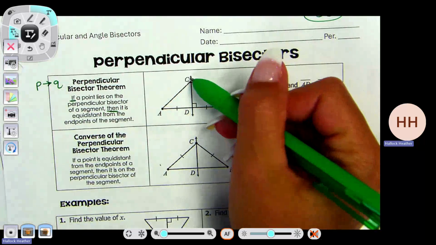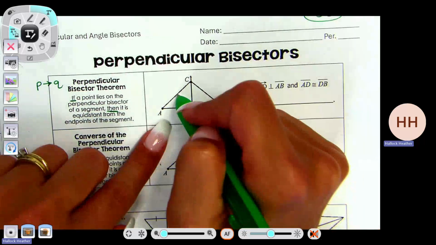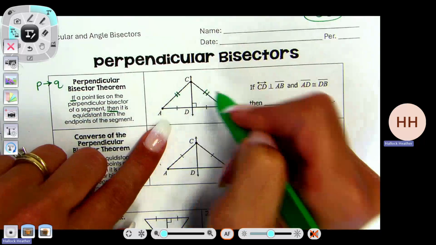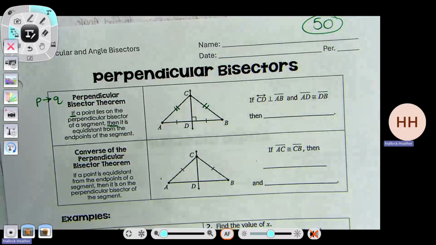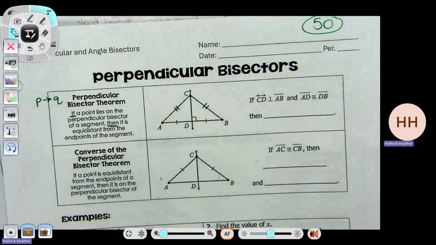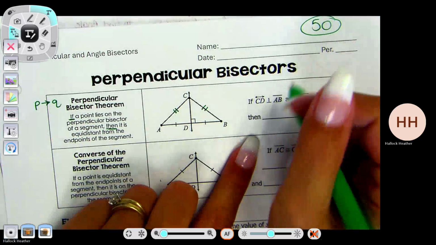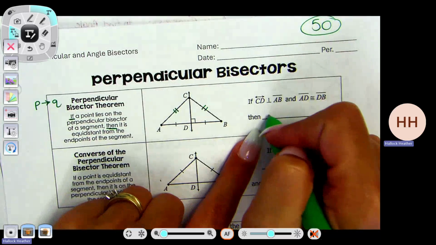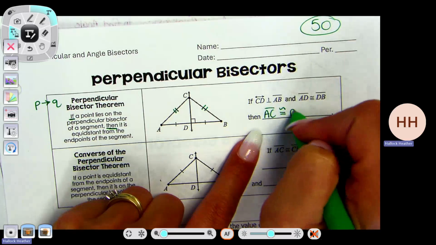Basically, if I know that this is a perpendicular bisector, it's cutting it in half. That means that these pieces are also congruent. So as C moves up and down this line, those distances are going to change. The bottom is still cut in half, but those distances are going to change. They're going to get longer and shorter depending on where C moves to. So put AC is congruent to BC.